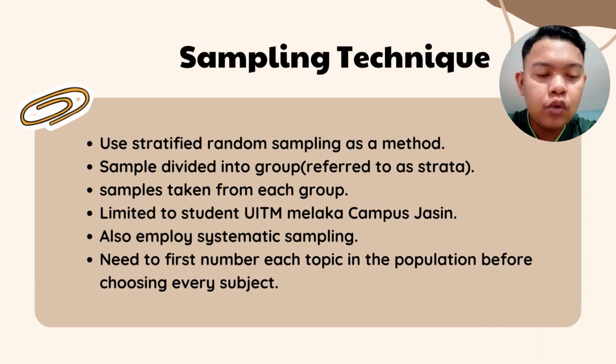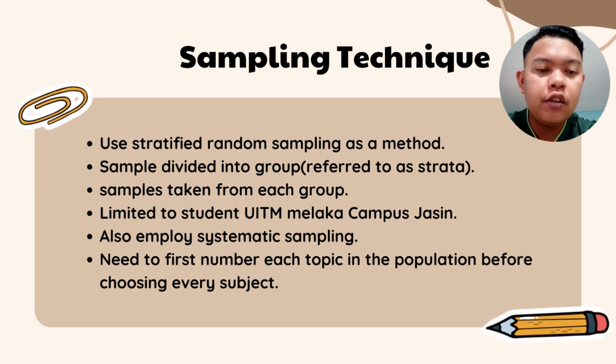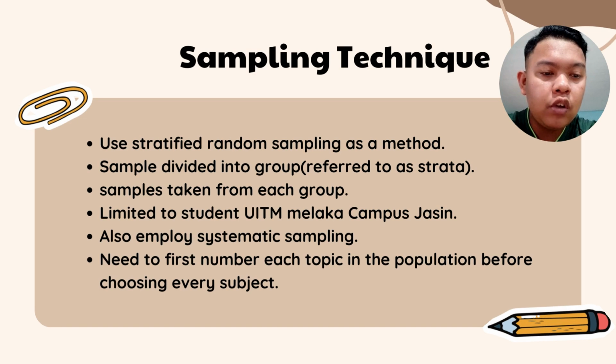Okay, now we go to the sampling data. In this study, stratified random sampling is the sampling method we employ. According to some characteristic, the sample is divided into groups referred to as strata in this sampling procedure, and samples are then taken from each group. Our sample for this experiment was limited to students at the UiTM Melaka campus Jasin. In addition, we employed systematic sampling. We must first number each subject in the population for this sampling method before choosing every subject.